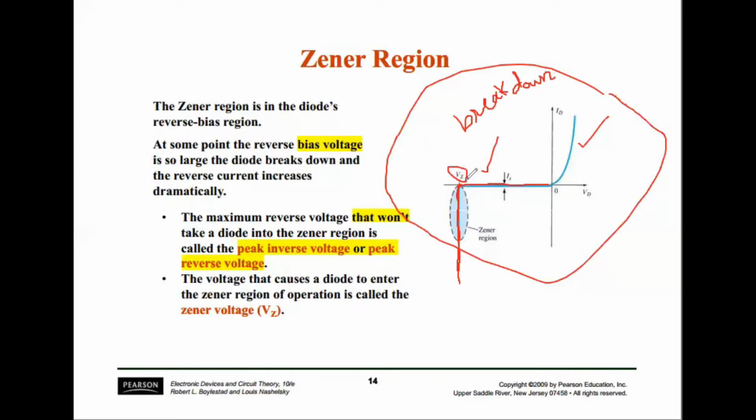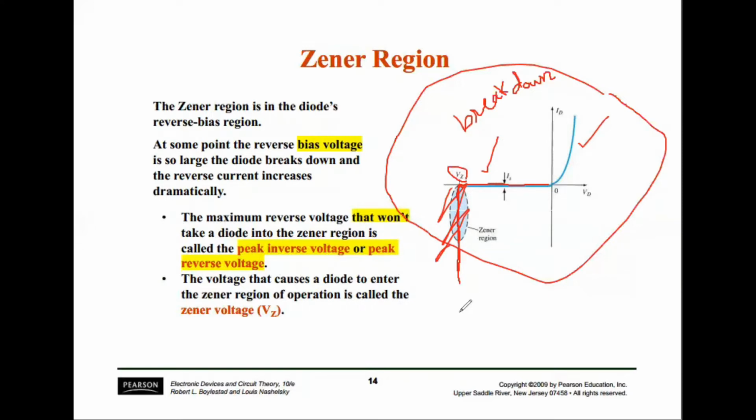Before this VZ, that is called the Zener region, there will be a value after which, when you increase the voltage value, it will enter the Zener breakdown region. When you increase the amount of voltage, a very small increase in the applied voltage will cause the breakdown. That value is called the peak inverse value. Let me give you an example.